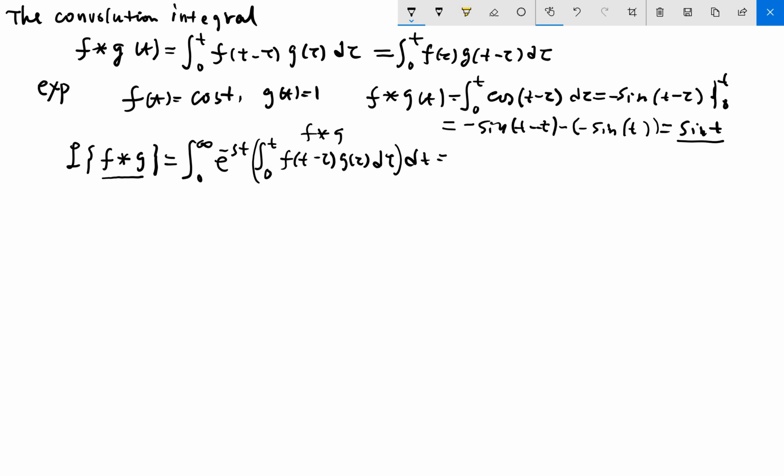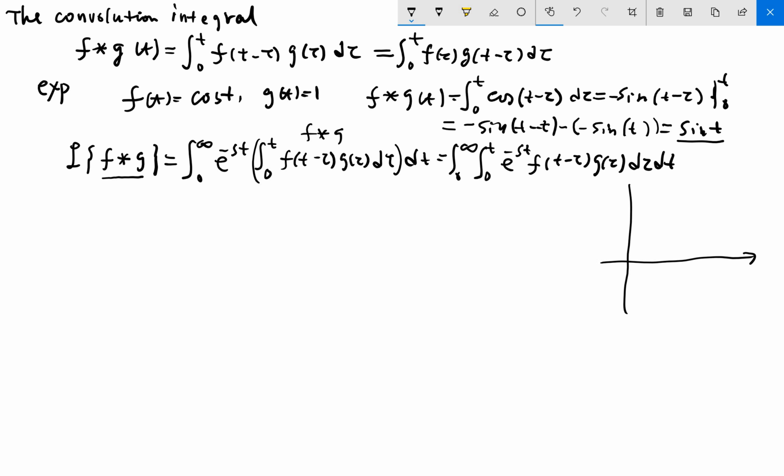which equals the integral from 0 to infinity and the integral from 0 to t of e to the negative st, f(t minus tau) g(tau) d tau dt. This is like a double integral. Now let's see what the region of integration is. So we have t here, tau here.